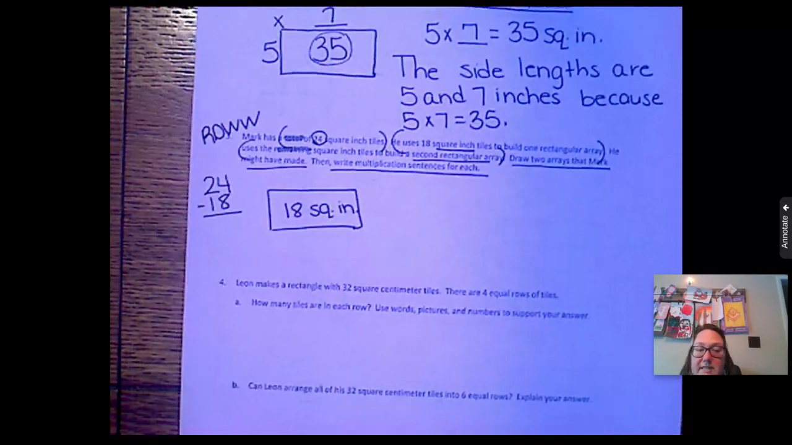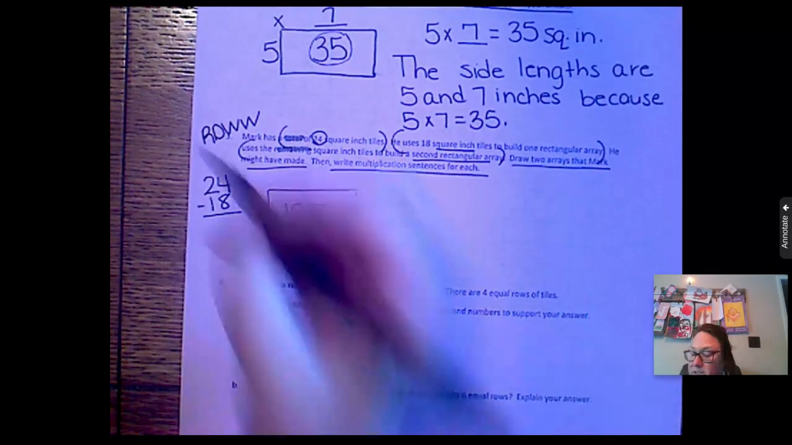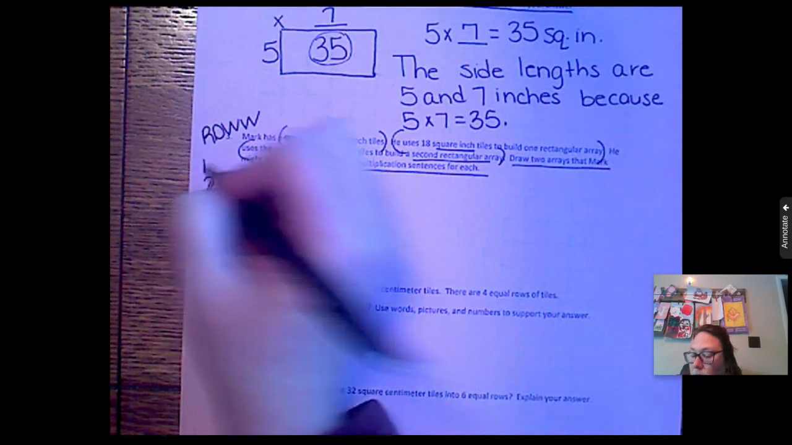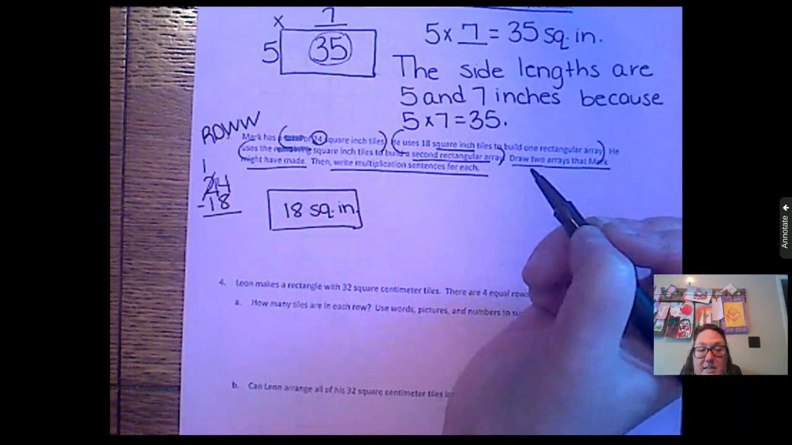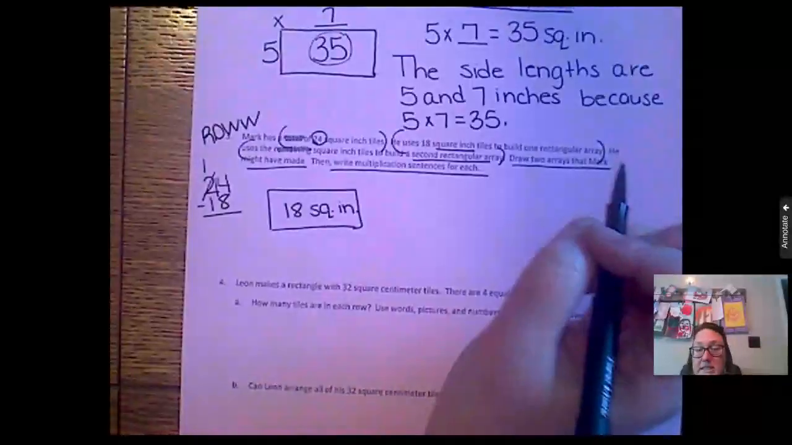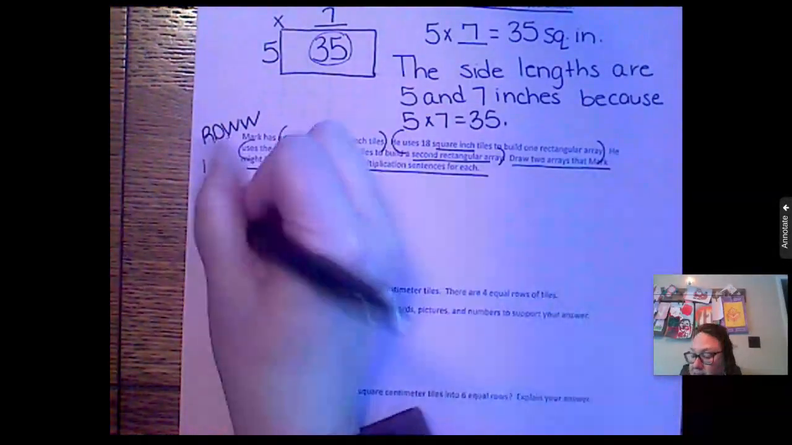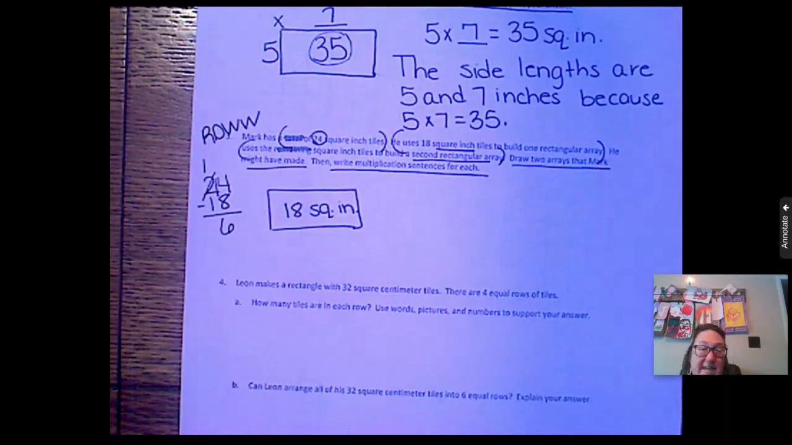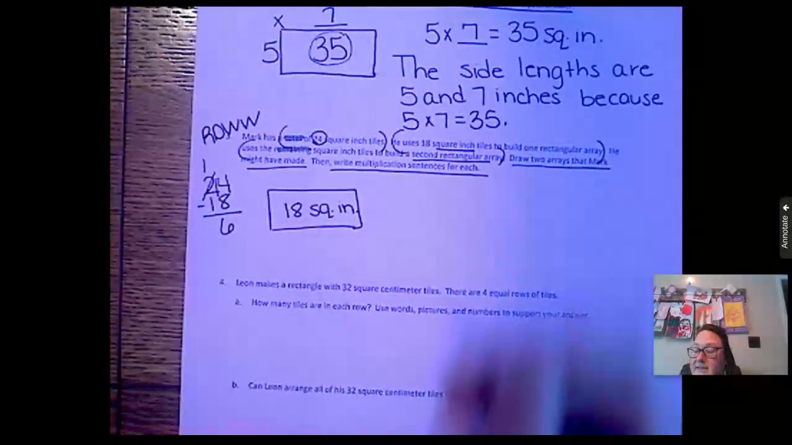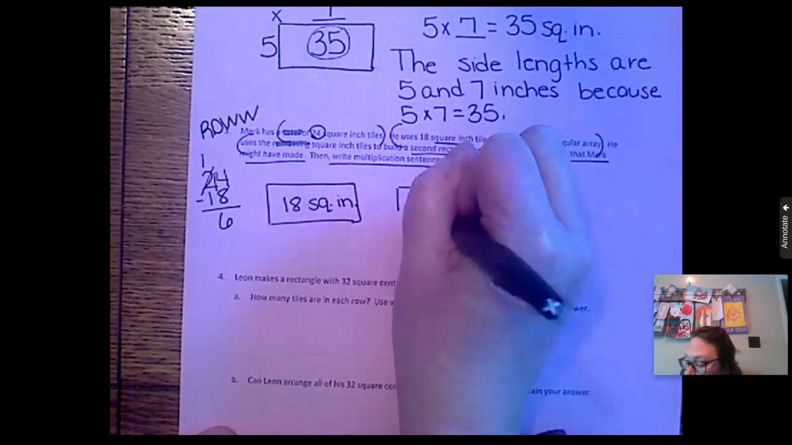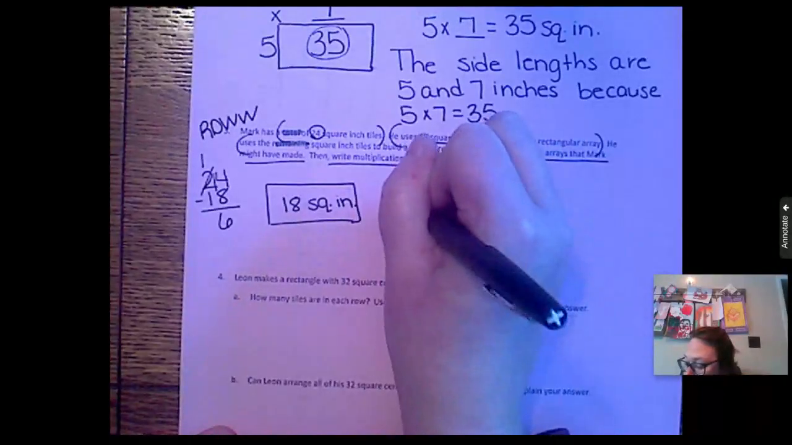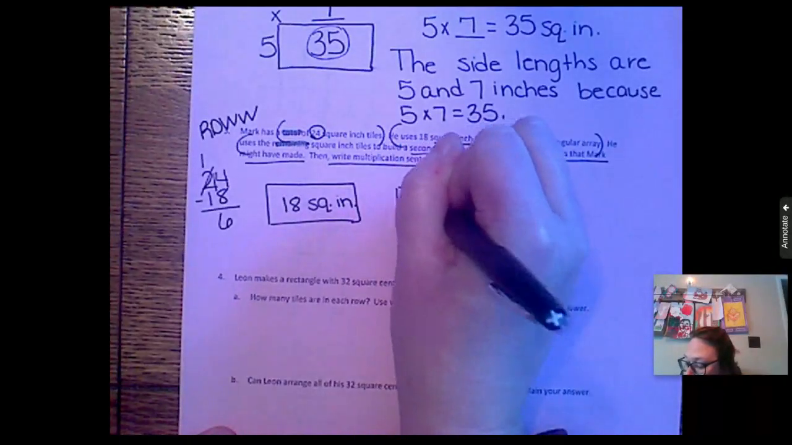4 minus 8. Can't do it, right? So cross out the 2, make it a 1. The 4 becomes a 14. 14 minus 8 equals, what'd you get? 6. 1 minus 1 is 0. So how many square inch tiles does he have left over? 6, right? So that's definitely going to be a smaller one. And I'm going to put 6 square inches inside that one.